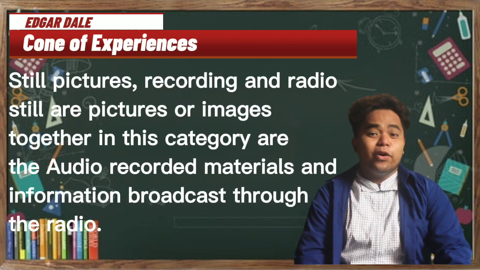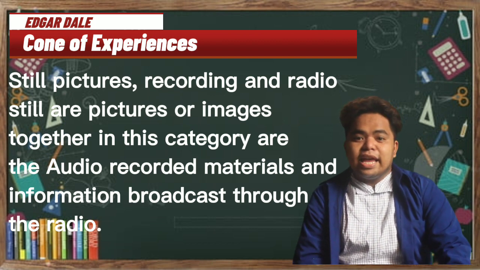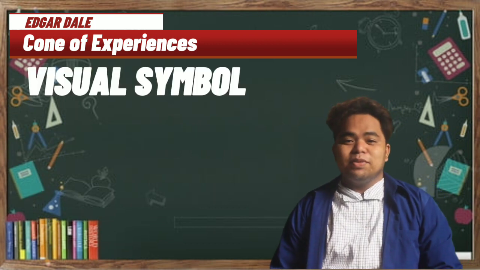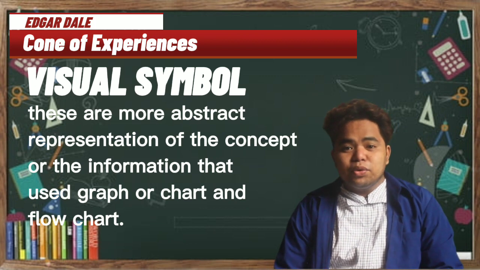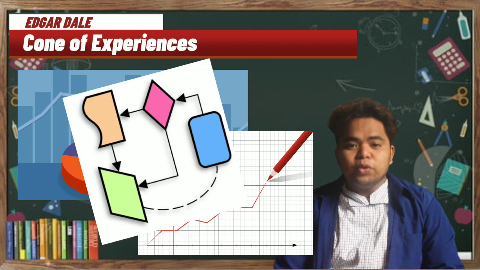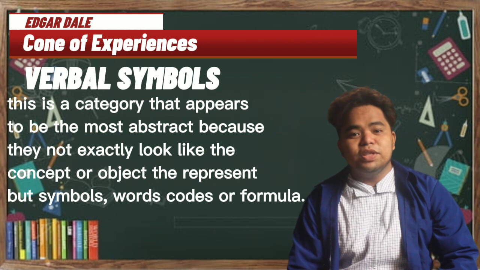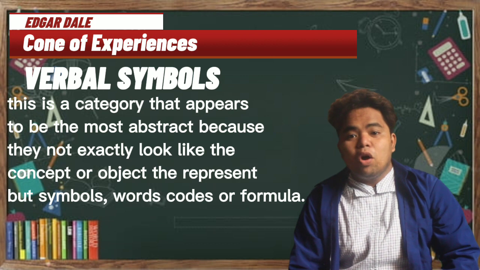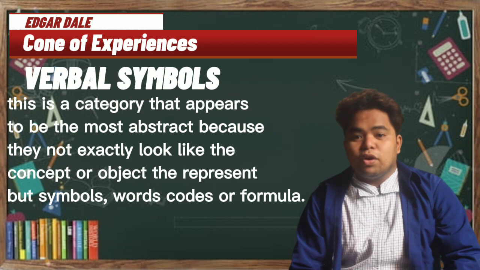Still pictures, recordings, and radio. Still pictures or images are together in this category with the audio recorded materials and information broadcast through the radio. Visual symbols are more abstract representations of the concept or information that use graphs, charts, or flow charts. Verbal symbols are the category that appears to be the most abstract because they may not exactly look like the concept or object that they represent, but are symbols, words, codes, or formulae.